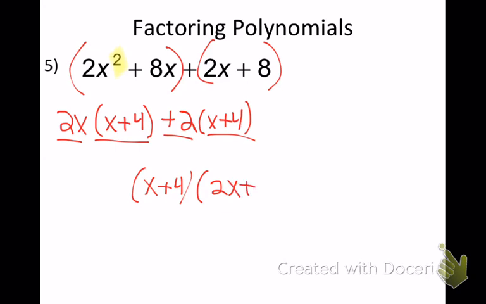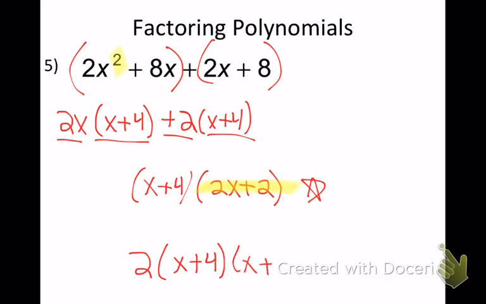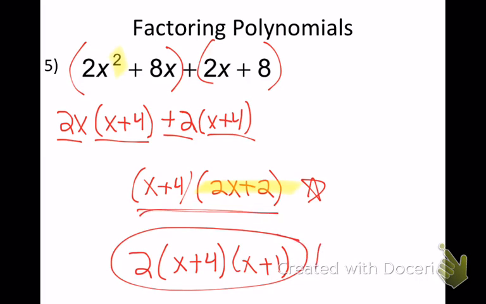Now most of you might have stopped here, and that's fine. Some of you might have stopped there, but if you look at 2x plus 2, what can actually come out of that as well? A 2. So really my answer could be 2, parentheses, x plus 4, and then x plus 1. That could be your answer right there. But again, if you left it right here, you're fine. This is the best answer down here though.